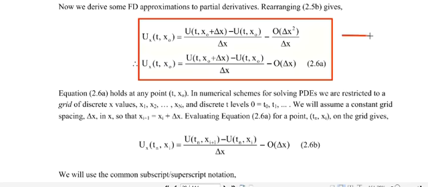Suppose that this point is x0 and this point is x0 plus delta x. Okay? When we want to approximate u with respect to x at t and x0, we should use u at x0.